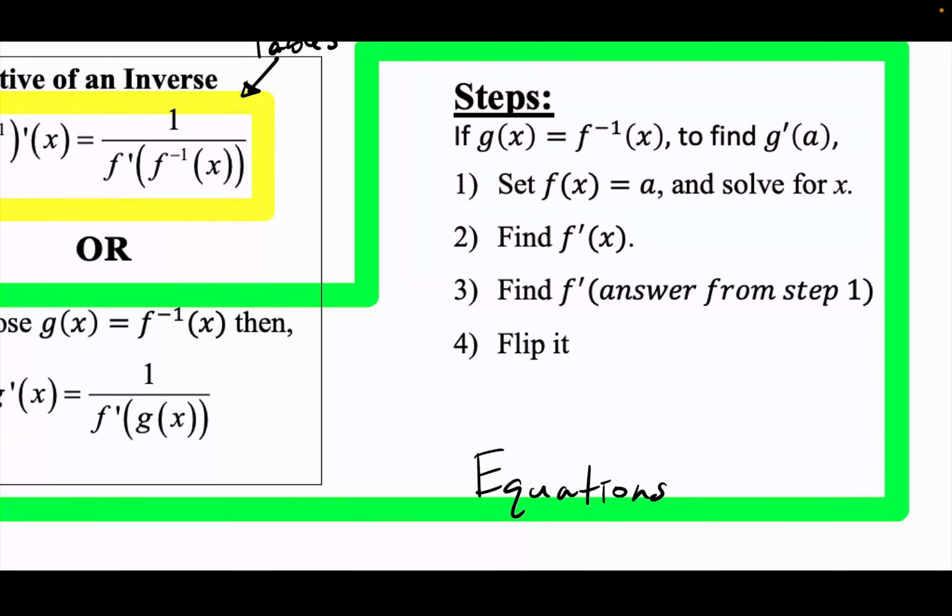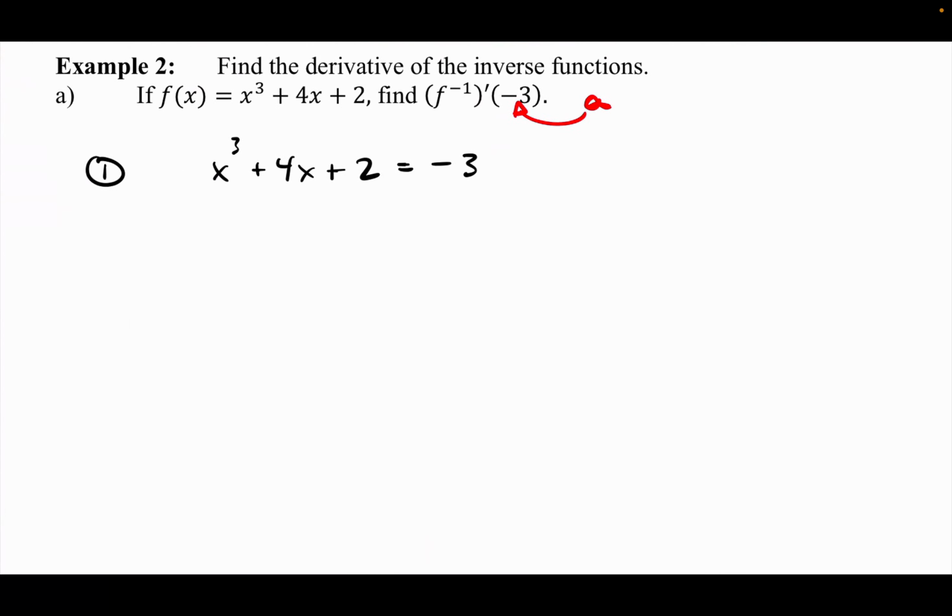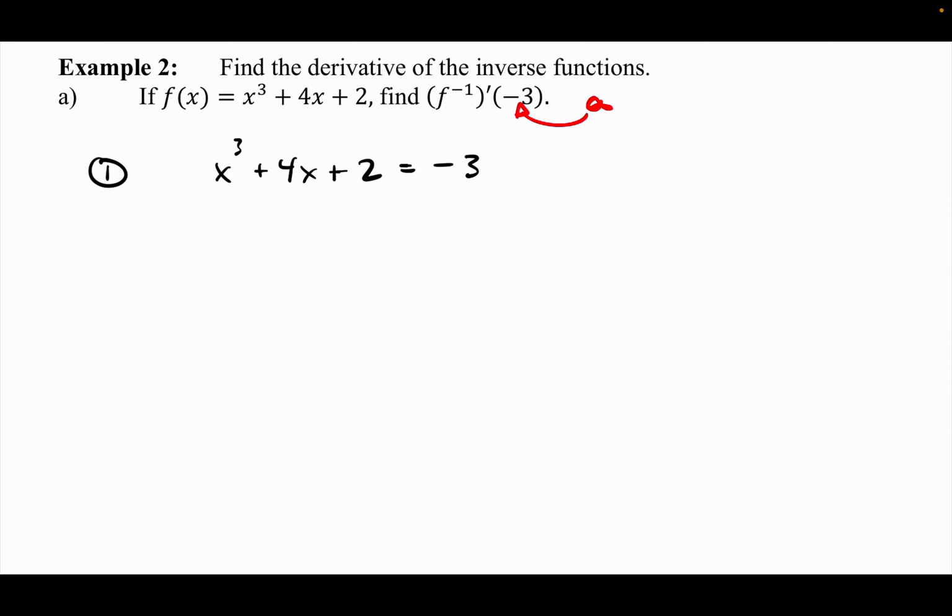And solve for x. Okay, so what you got to do in your head is figure out what number, when I cube it and multiply it times 4, then add 2, will I get -3? Do some mental math. What number, when I cube it and then multiply it times 4 and then add 2, will I get -3 as an answer? I'll give you a hint, it's a whole number.